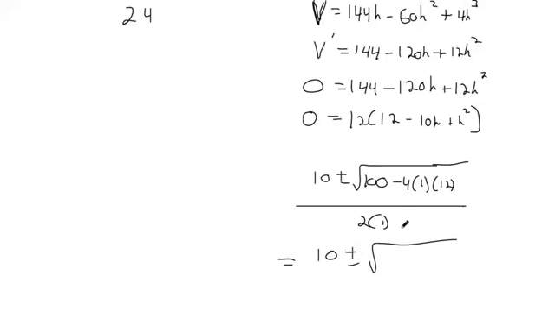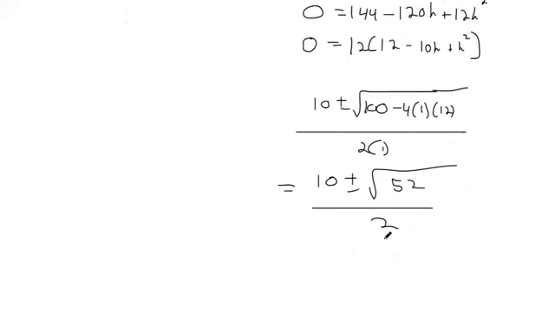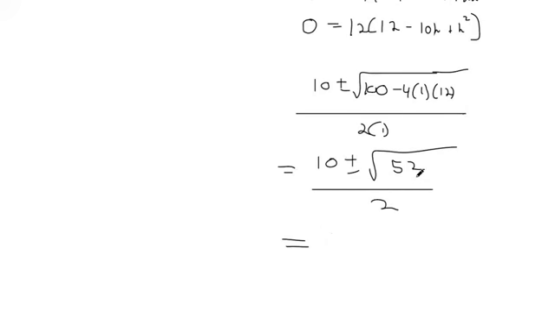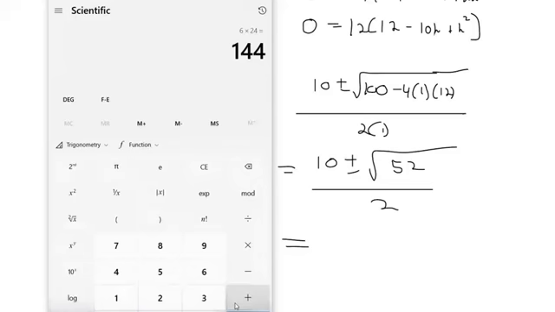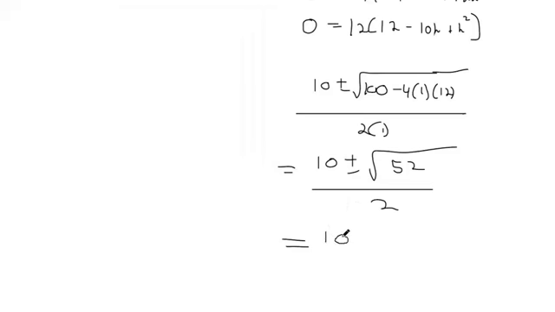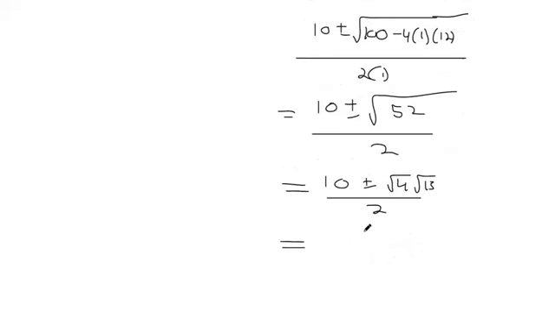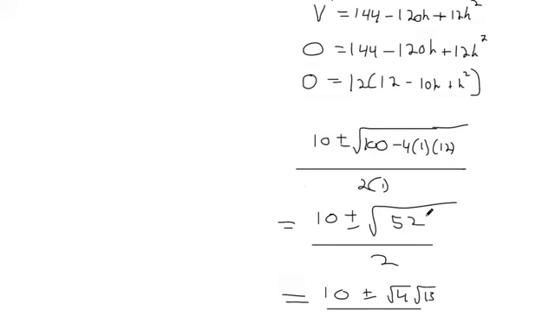So 4 times 12 is 48, so we got 52 inside the radical. And the square root of 52, I think we can simplify. It's divisible by 4, it is. You can take out a 4. And that's good because everything's being divided by 2. So 10 divided by 2 makes 5. The square root of 4 is 2. So 2 divided by 2 makes nothing. So 5 plus the square root of 13 is our height.